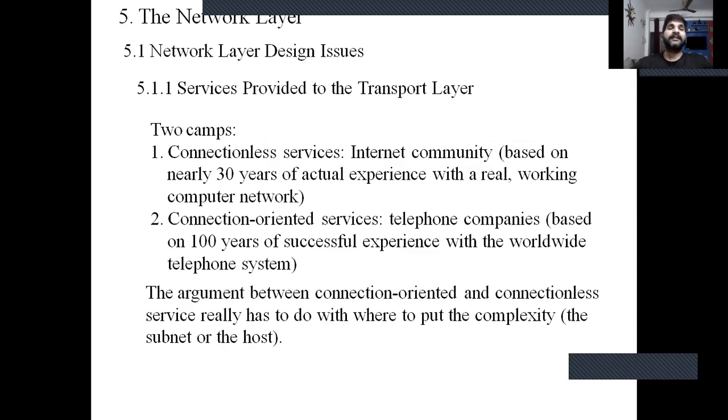Second, the service provided to the transport layer has two components. First, connectionless service, which the Internet community supports based on nearly 30 years of actual experience with a real working computer network, and connection-oriented service, which the telephone companies support based on 100 years of successful experience with the worldwide telephone system. The argument between connection-oriented and connectionless services really has to do with where to put the complexity, the subnet or the host.